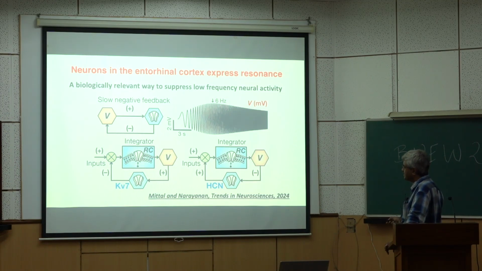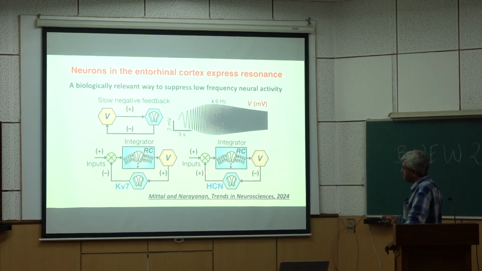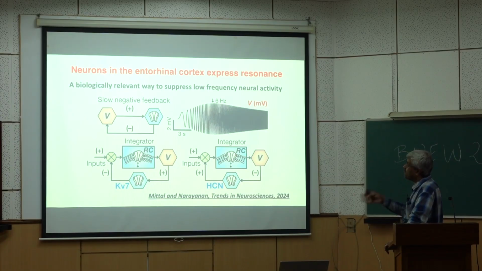hyperpolarizing channel, or this is a hyperpolarization activated depolarizing channel, and therefore in effect they are implementing a negative feedback loop. And as I said, these are slow channels, which means that they would be able to suppress only low frequency inputs and not high frequency inputs. So this is a chirp stimulus that is being presented to a neuron. Normally a neuron is an RC circuit, which means that you will have a low pass kind of characteristic.